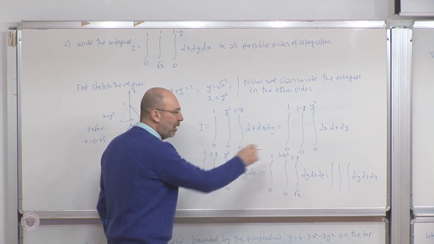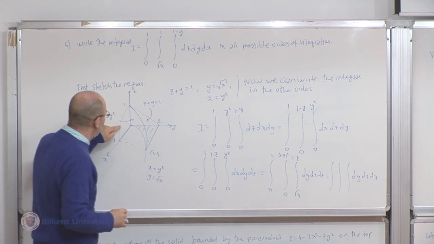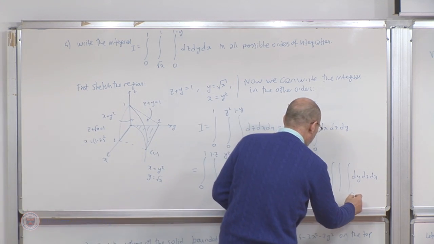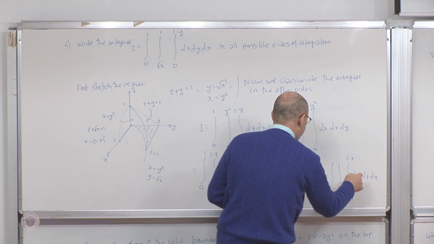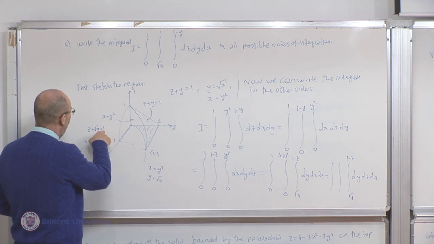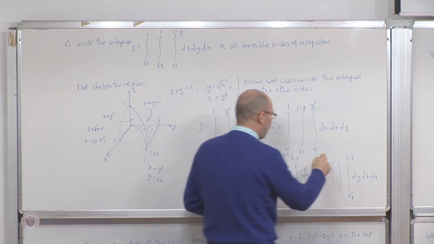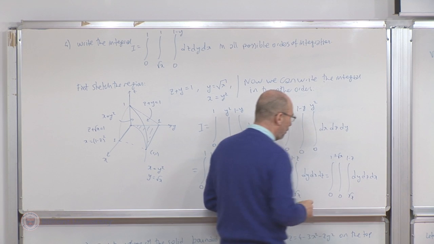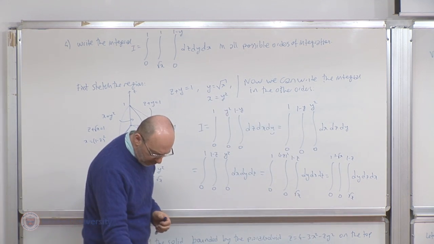Okay. And I leave it as an exercise because now once we know this, well, okay, let's do this. We know y is from square root of x to 1 minus z. Z now goes from 0 to 1 minus square root of x. And x is from 0 to 1.